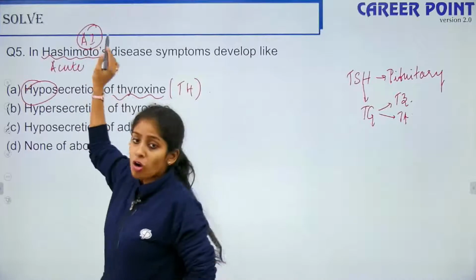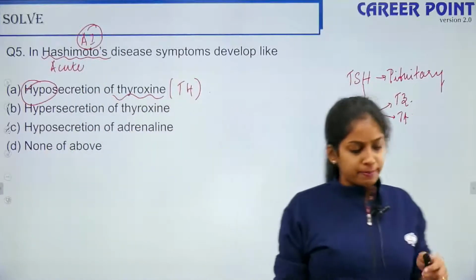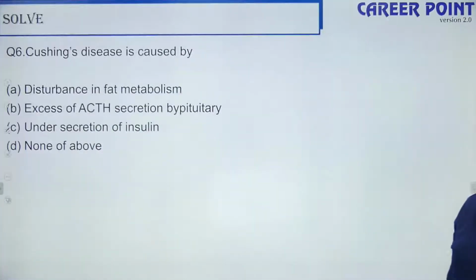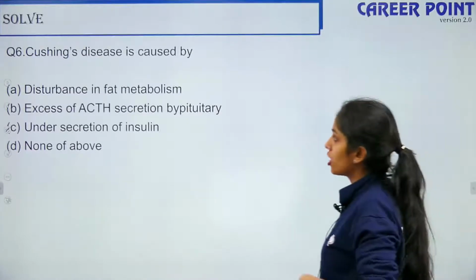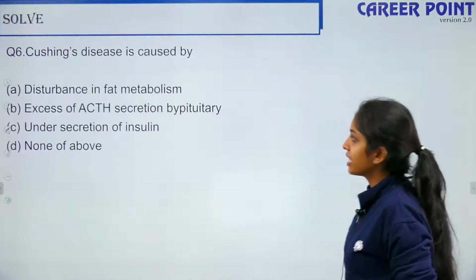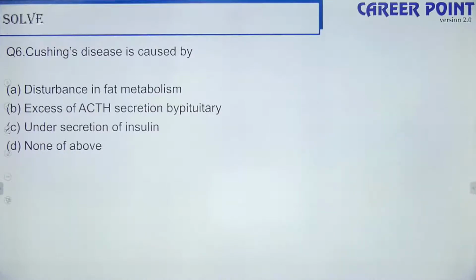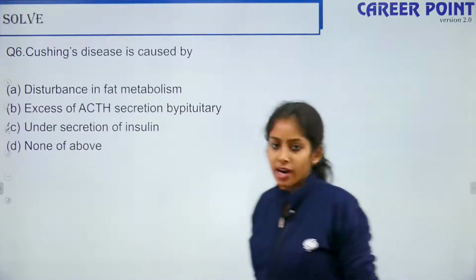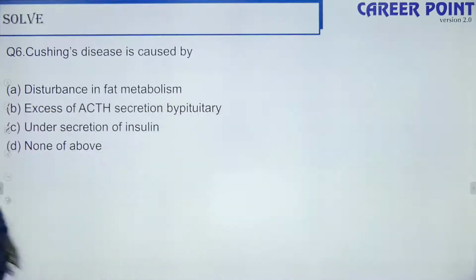It is a type of autoimmune disease. Okay? Yes. So question number 6. Cushing's disease is caused by disturbance in fat metabolism, excess of ACTH secretion by pituitary, under secretion of insulin, none of the above. Yes, you are right. Yes, Vishal, you're right.